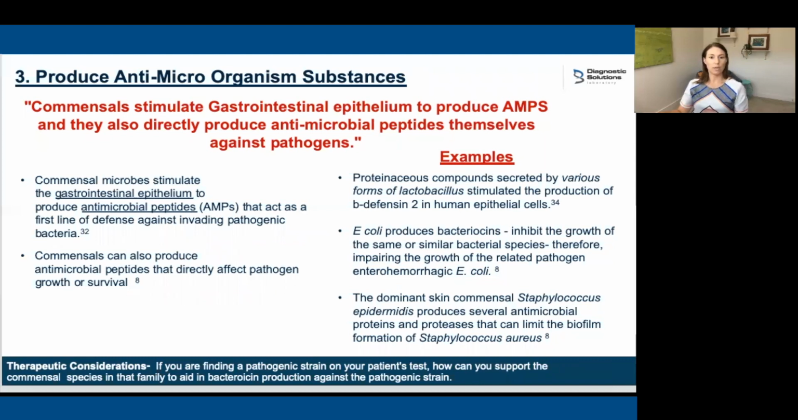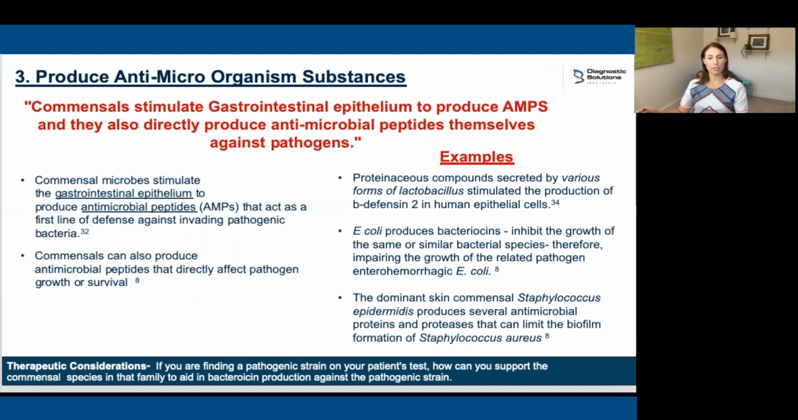E. coli produces bactericidins. So that commensal species can produce bactericidins, impairing the growth of the related pathogen enterohemorrhagic E. coli. And the same is true for Staph, so Staphylococcus epidermidis and Staphylococcus aureus. Really neat to think about in terms of therapeutic considerations.